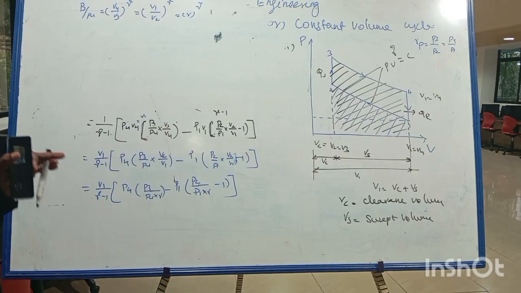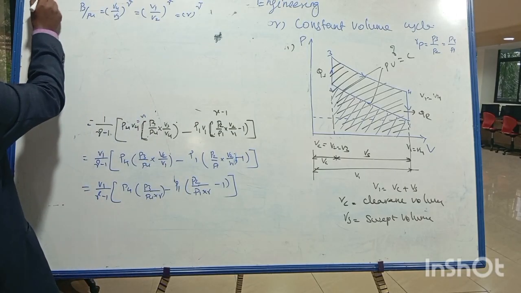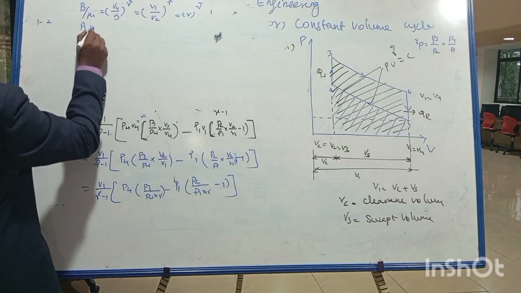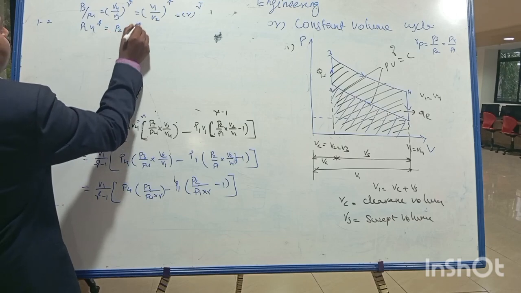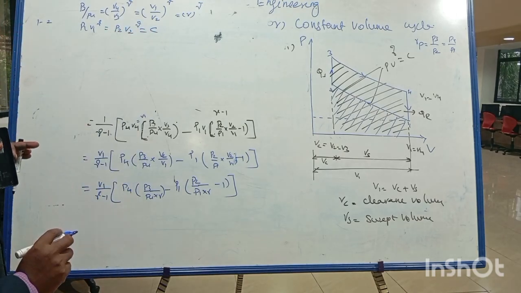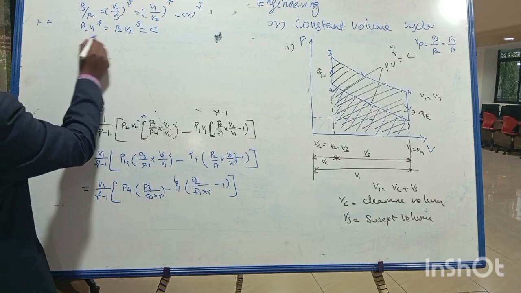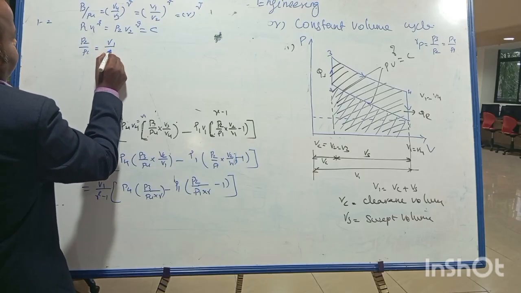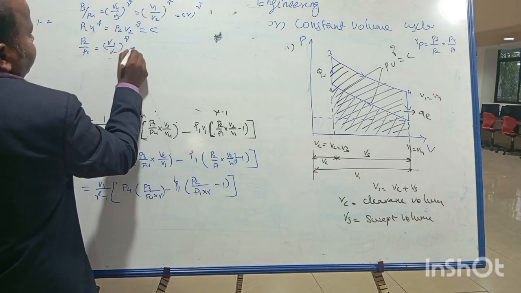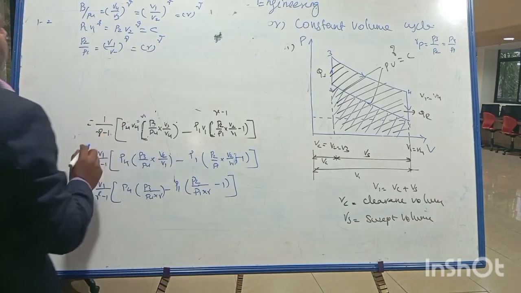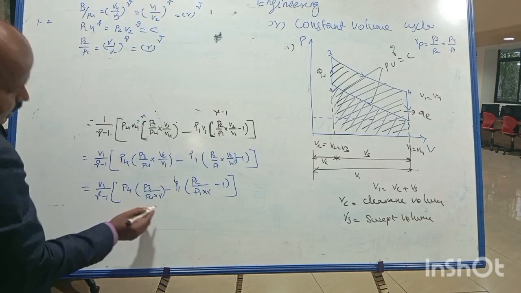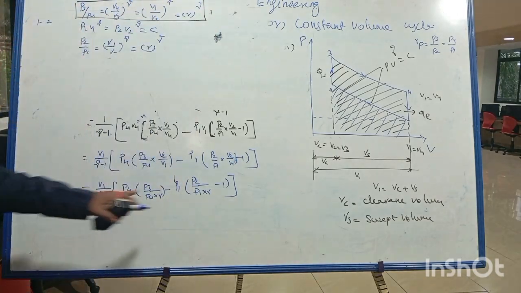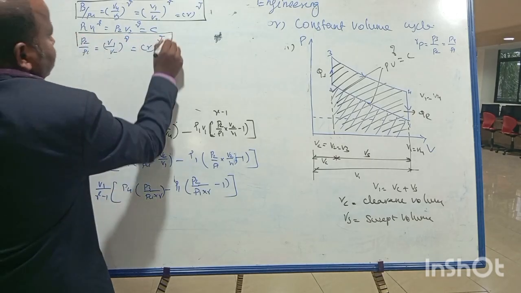In a similar way, take the process 1 to 2, that is P1 V1 power gamma is equal to P2 V2 power gamma, that is equal to constant. So from this I am going to simplify again. P2 by P1 should be equal to V1 by V2 power gamma. This V1 by V2 is nothing but R power gamma. So here I am going to replace this P3 by P4 as R power gamma. Similarly, P2 by P1 as again R power gamma.